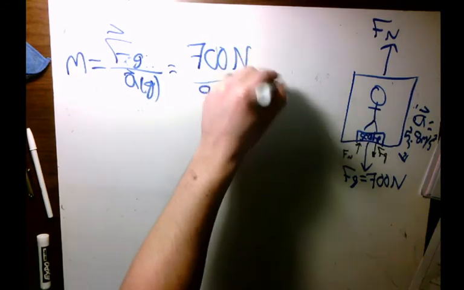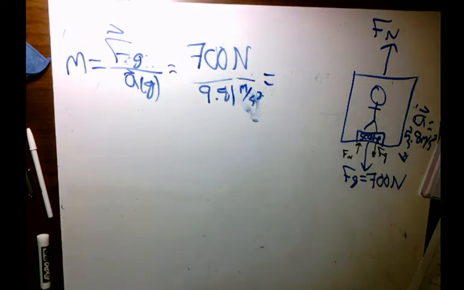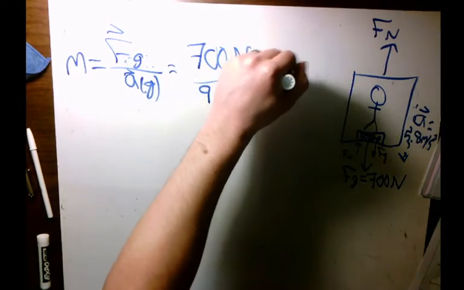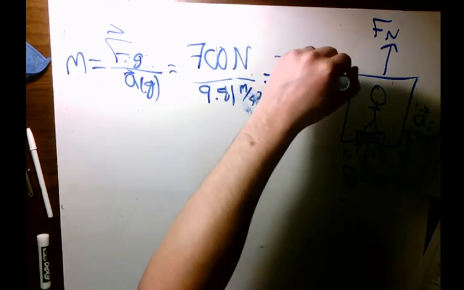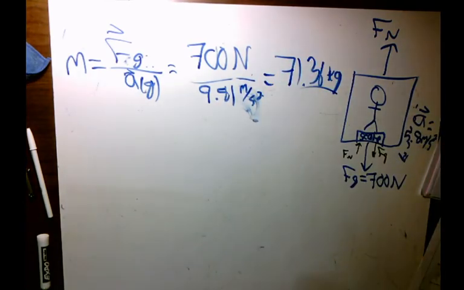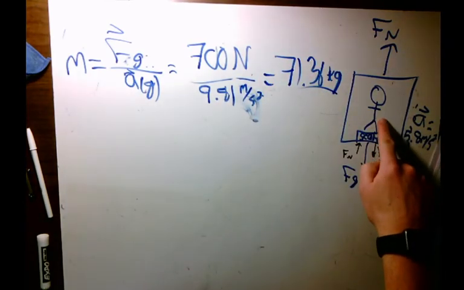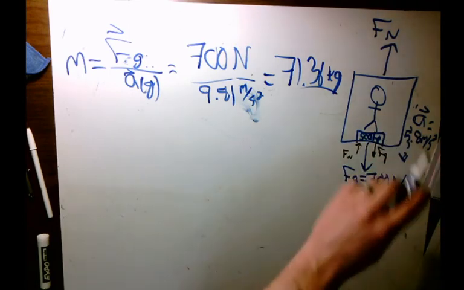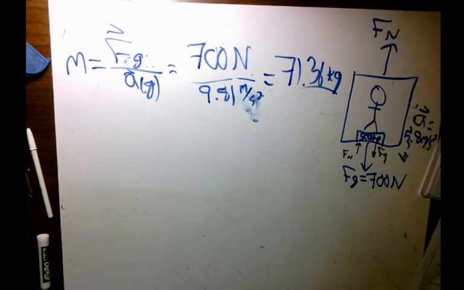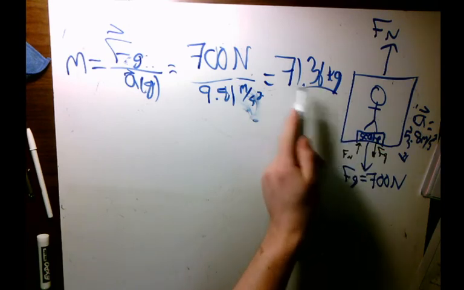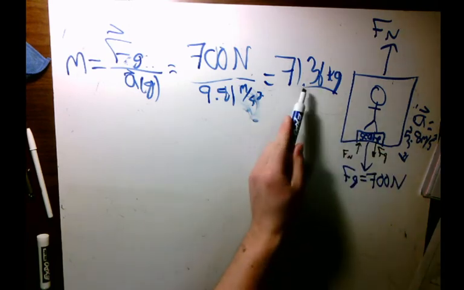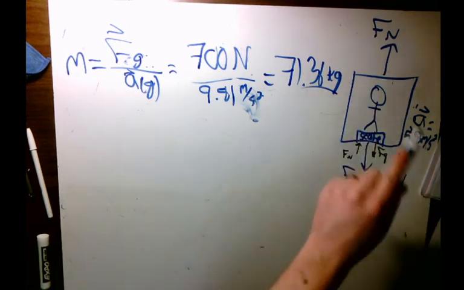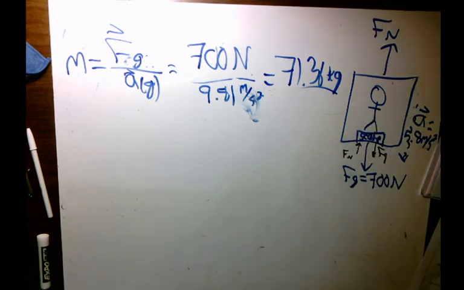So we know from this that the person actually has a mass of 71.36 kilograms. So the person is standing there on the scale. If we didn't have any acceleration of the elevator itself, only acceleration due to gravity, we would weigh 700 newtons and have a mass of 71.36. And that mass will be the same mass as when they're accelerating in this elevator.